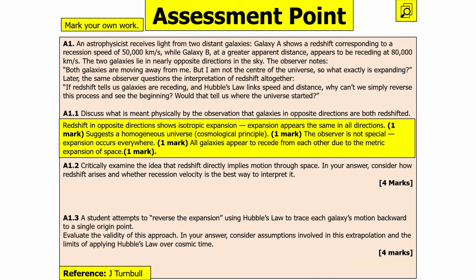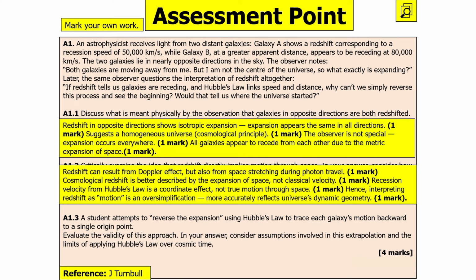Now, secondly, redshift can result from the Doppler effect, but also from the stretching of space during photon travel. Cosmological redshift is better described by the expansion of space. Recession velocities from Hubble's law are a coordinate effect and not true motion through space, so interpreting redshift as motion is an oversimplification. More accurately, it reflects the changing geometry of our universe.